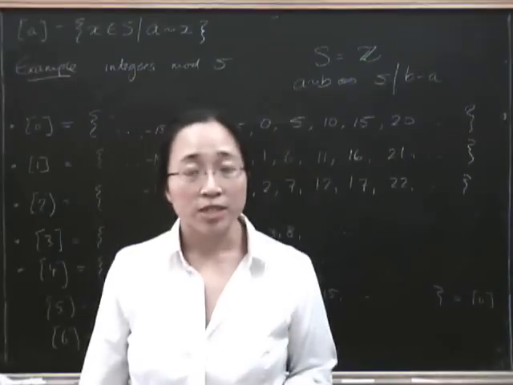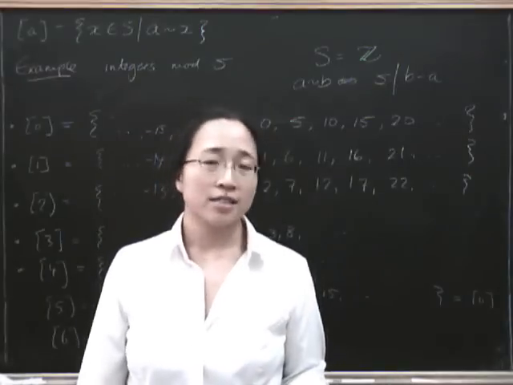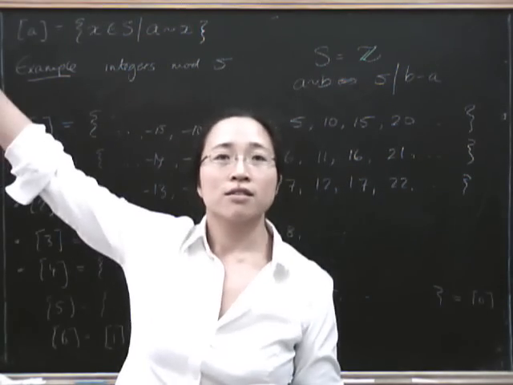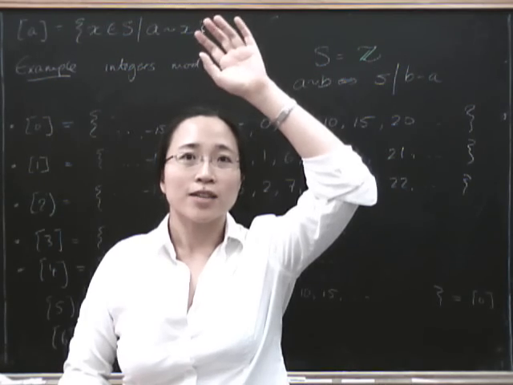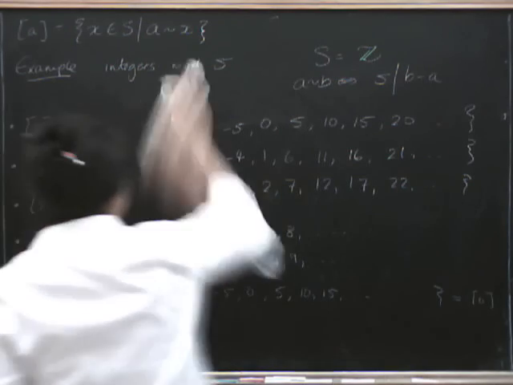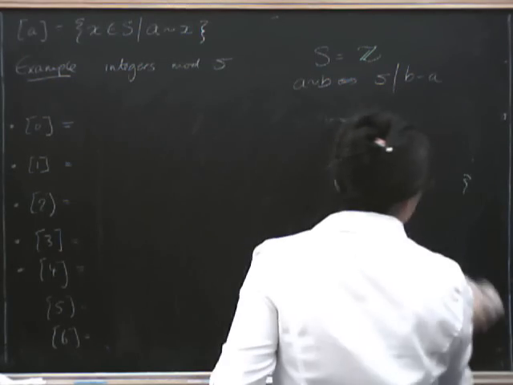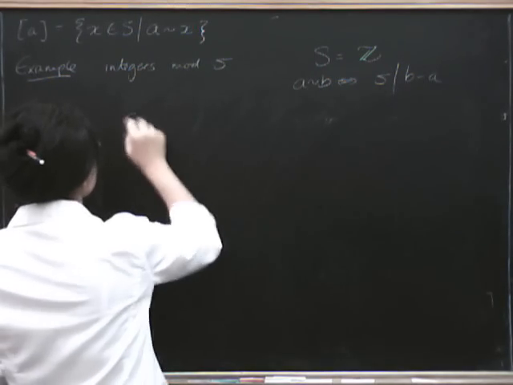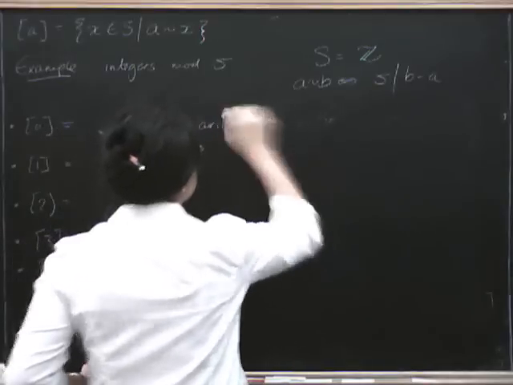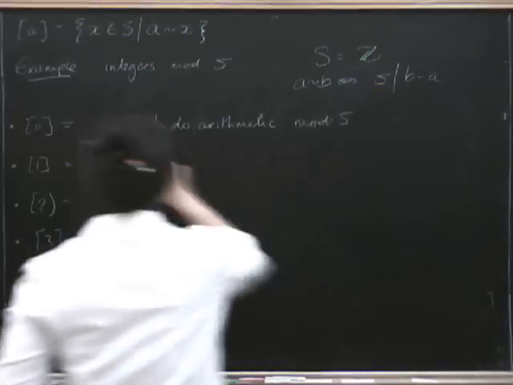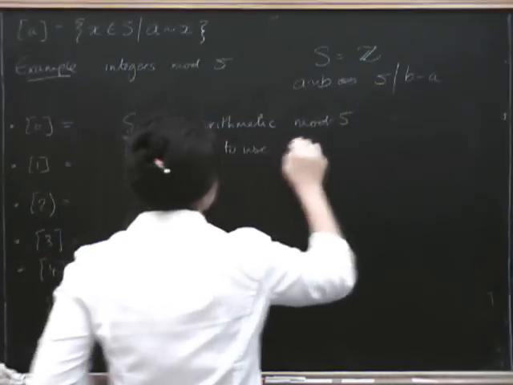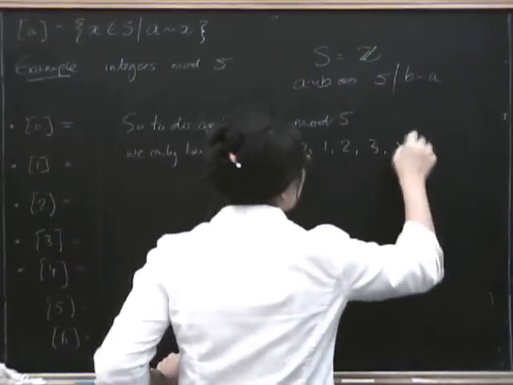We could do modular arithmetic just using the numbers 5, 6, 7, 8, and 9, or if we were really strange, we could use the numbers 0, 6, 12, I've lost count. I need something mod 3. Right, so maybe I should write this down. This is why. So, to do arithmetic mod 5, we only have to use 0, 1, 2, 3, and 4.